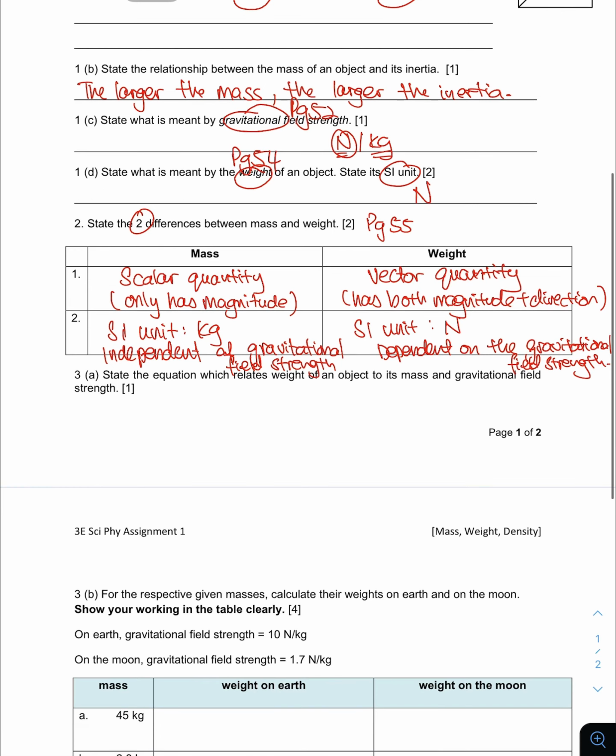Okay, so your weight will change. If you take a weight on Earth and then after that you decide to fly to the moon, you take a weight there, you realize that your weight will not be the same. However, mass will always be a constant. So let's take a look at question 3a.